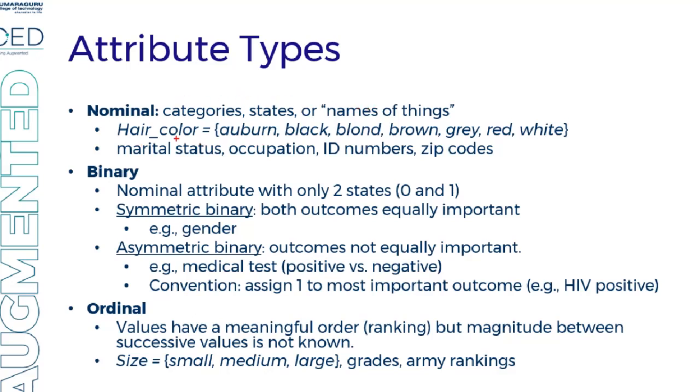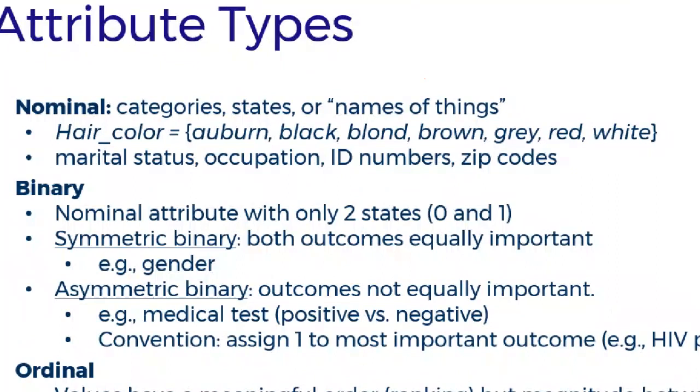For example, hair color: black, blonde, brown, gray, red, and white. Car color: red, blue, green. Marital status: married or not. Occupation: professor, doctor, engineer, and also ID numbers and zip code. So these are all known as nominal attributes. An attribute that represents categories or names of things is a nominal attribute.